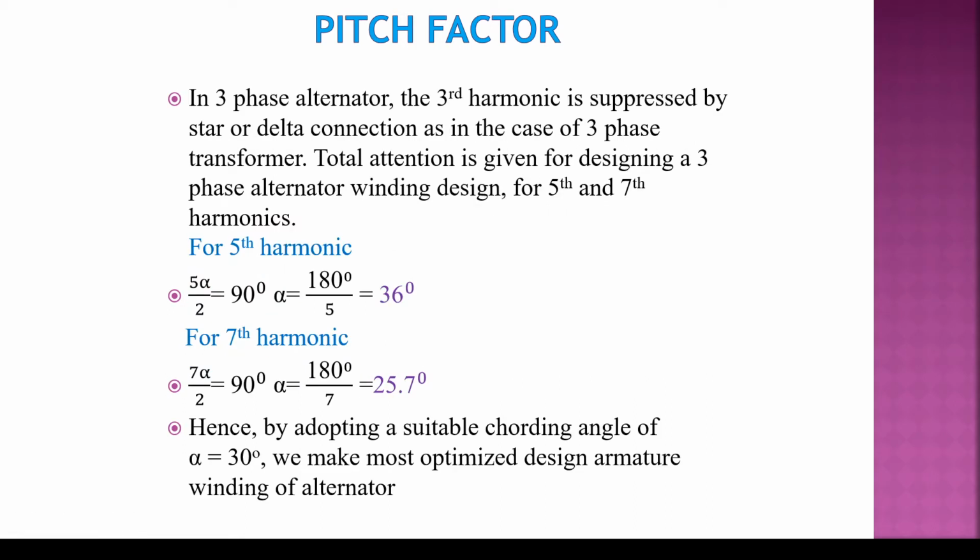So 5 alpha by 2 I am writing here. So alpha is equal to how much? 2 into 90 is 180. So 180 by 5, alpha equal to 36 degrees. This is for the fifth harmonic.